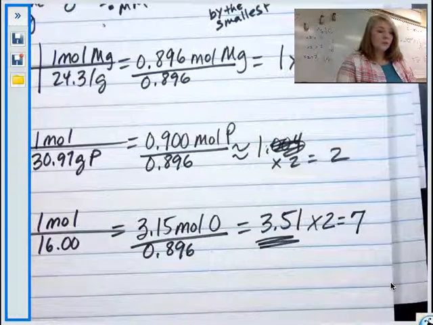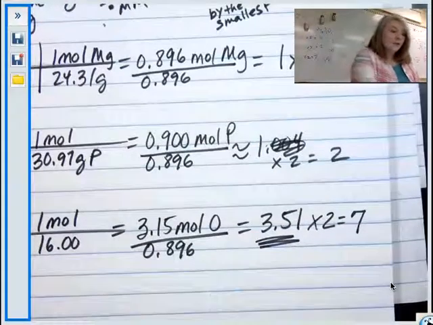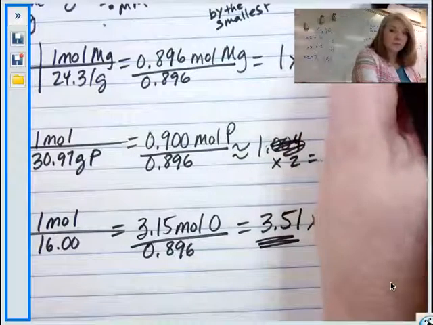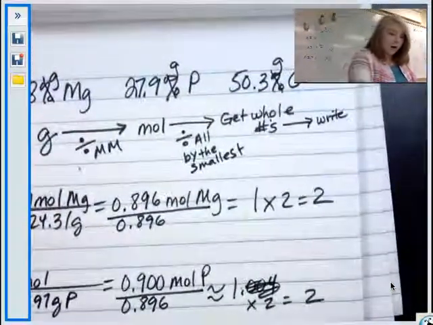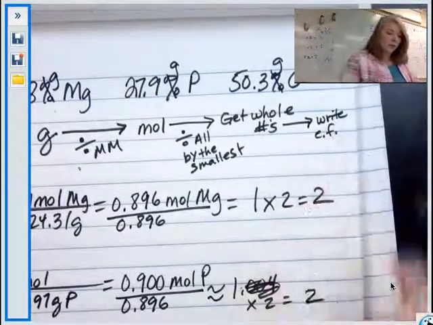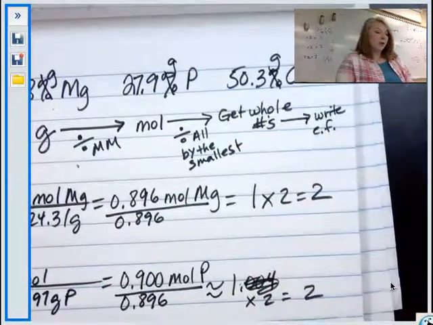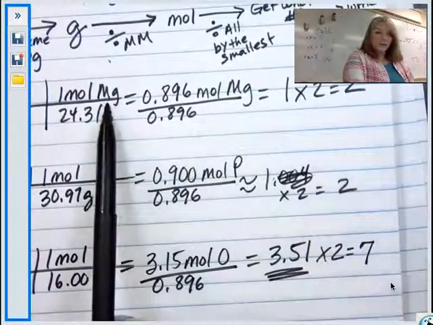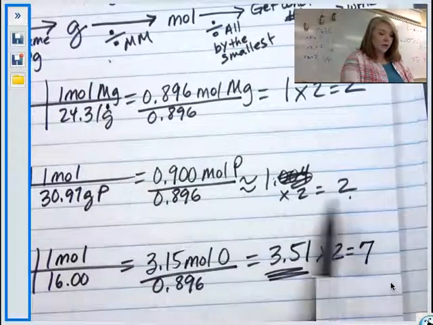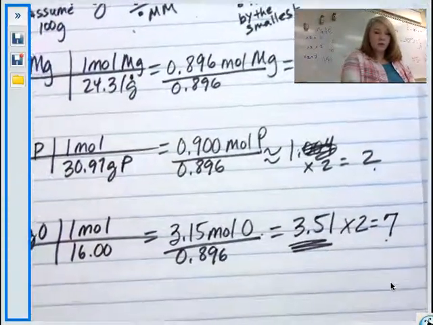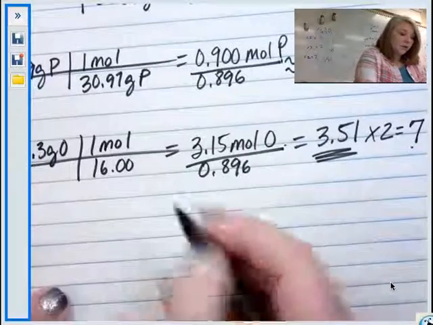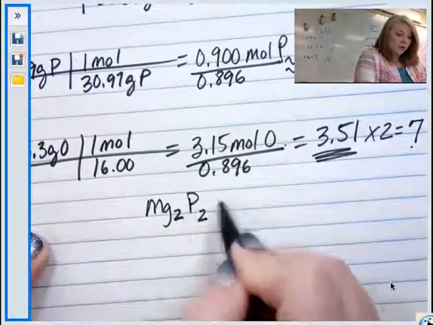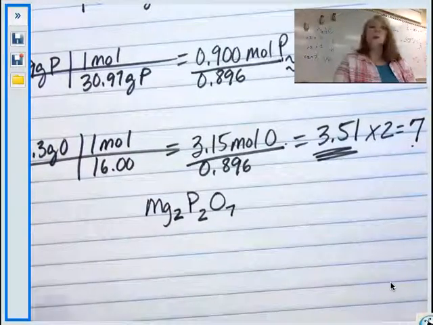All right. Last step is to write your empirical formula. So once you've gotten whole numbers, what do those numbers actually belong to? This 2 belonged to Mg, correct? This 2 belonged to phosphorus. This 7 belonged to oxygen. So our formula is going to look like this: Mg2P2O7. There's our empirical formula.